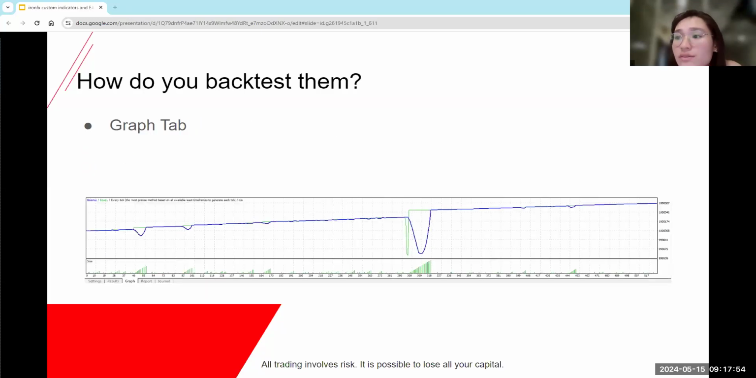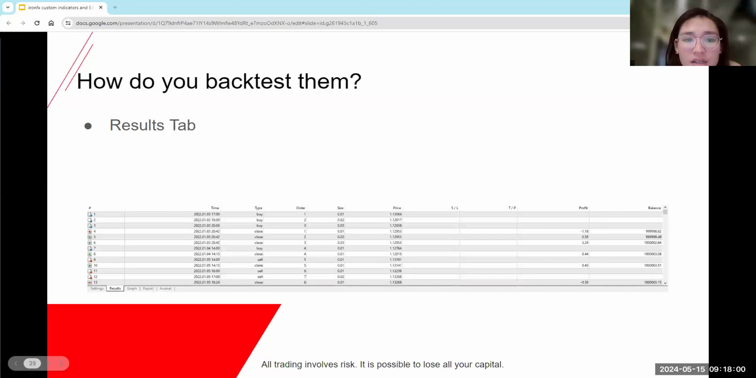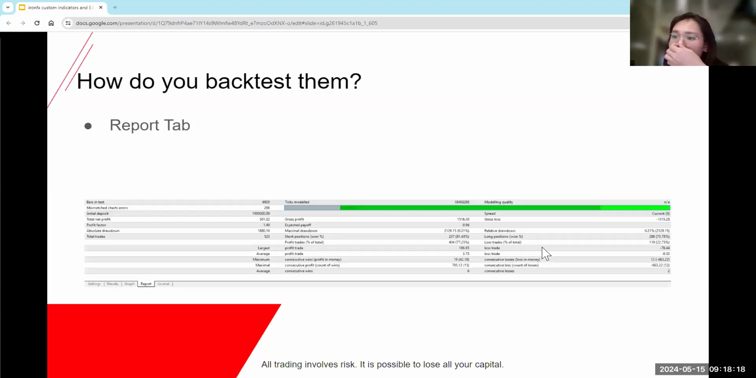Okay, and then this is the Graph tab, what it basically shows you. And if you want to look at your results, that's just basically the Results tab. So it'll tell you the number of orders that you've put in, the lot sizes, and the profits or losses that you've made. Okay, and lastly would be your Report tab. So you can see it's basically a summary of your trades. So your profits, your losses, number of long positions won, short positions won, and so on and so forth.